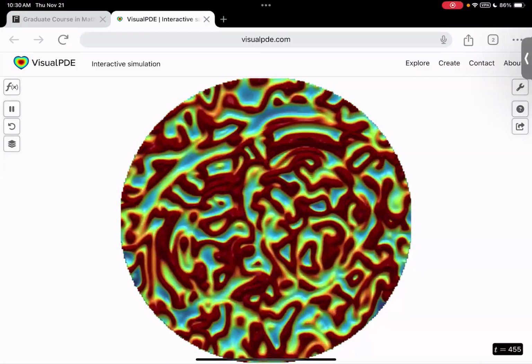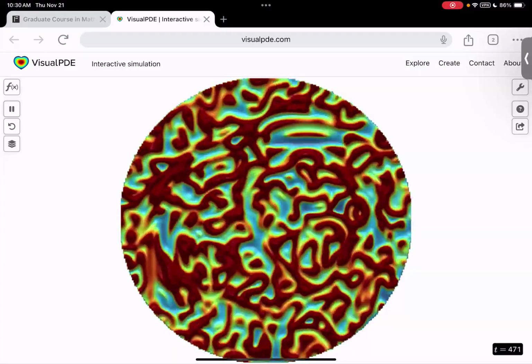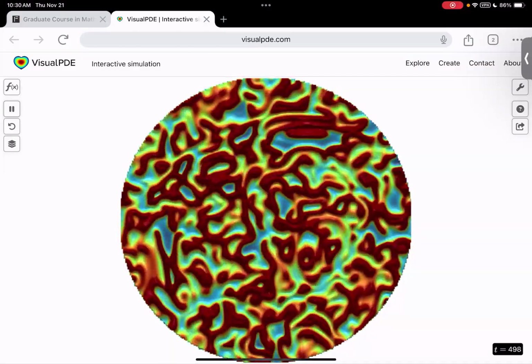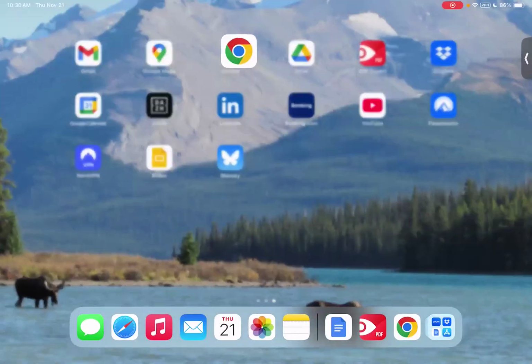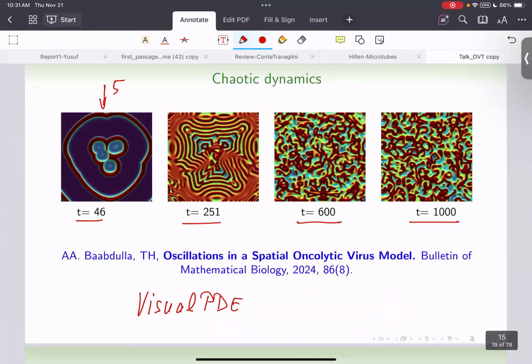And then this is now relatively persistent. So there seems to be a dominating frequency steering this. And so this is what you get. So if you want to play with Visual PDE, I can recommend this. This is fun. And this is also laid out in the Bulletin of Mathematical Biology paper with AWA.